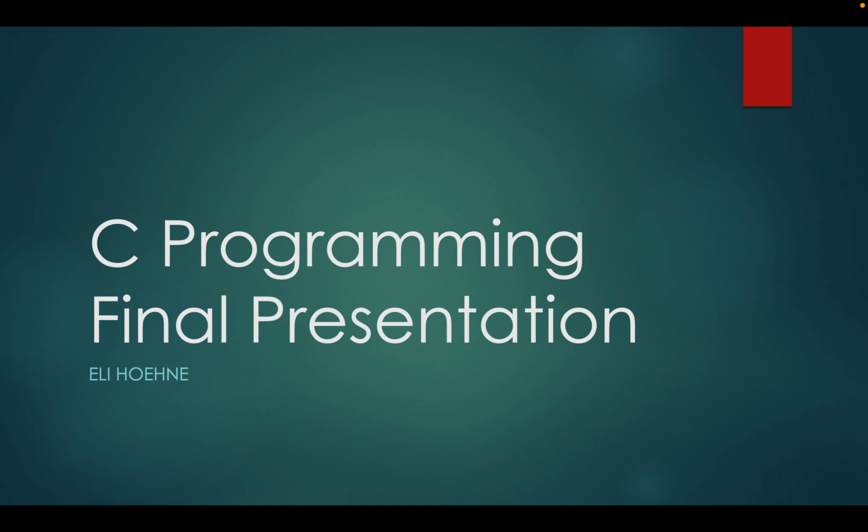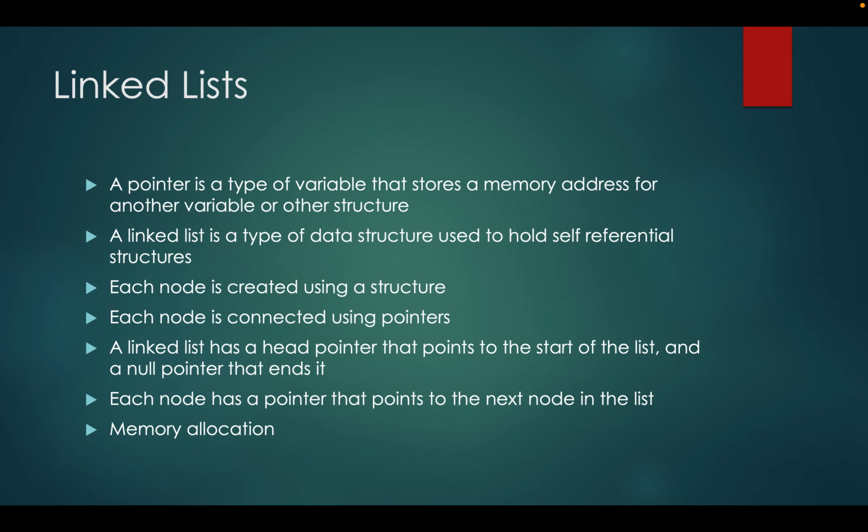Alright, this is my video for the final presentation for C programming. I first want to talk about linked lists and pointers. A pointer is a type of variable that stores a memory address for another variable or other structure. A linked list is a type of data structure that utilizes pointers to hold self-referential structures, which also utilize pointers.